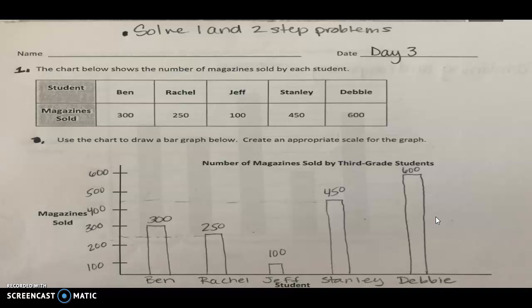Now we're ready to answer some 1- and 2-step problems. If we look at part C, it says, how many fewer magazines did Debbie sell than Ben and Stanley combined? For this problem, we need to combine the values of Ben and Stanley and compare it with the value of Debbie.